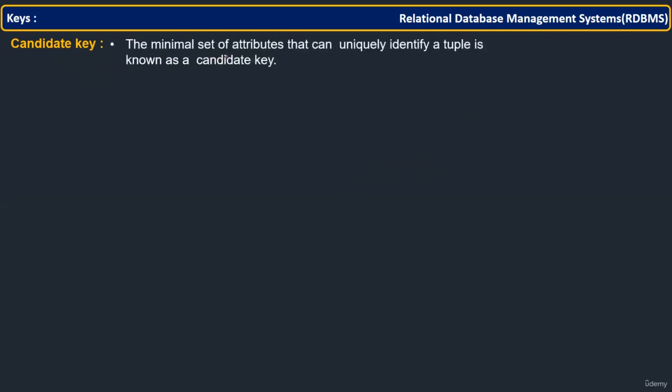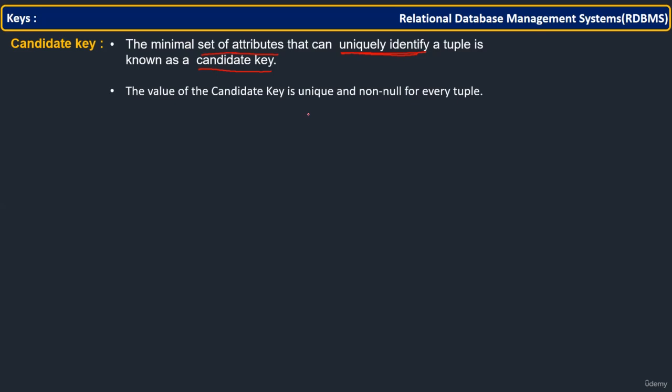Let us see. The minimal set of attributes that can uniquely identify a tuple is known as a candidate key. So you say very importantly, unique identification actually. In a relation or a table, we are going to have a set of records. So the attribute or set of attributes, maybe one attribute or more than one attribute, must be minimal so that you are in a position to identify uniquely. So let us see what it means in the discussion.